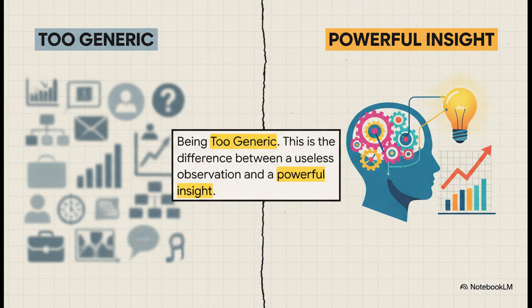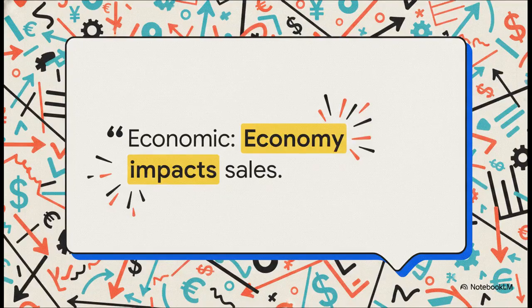And this is the difference between a totally useless observation and a truly powerful insight. Take a look at this sentence. Economic factors are important for sales. I mean, duh. It's completely unhelpful. Sure, it's true, but it tells you nothing. It gives you zero basis for making a strategic decision.